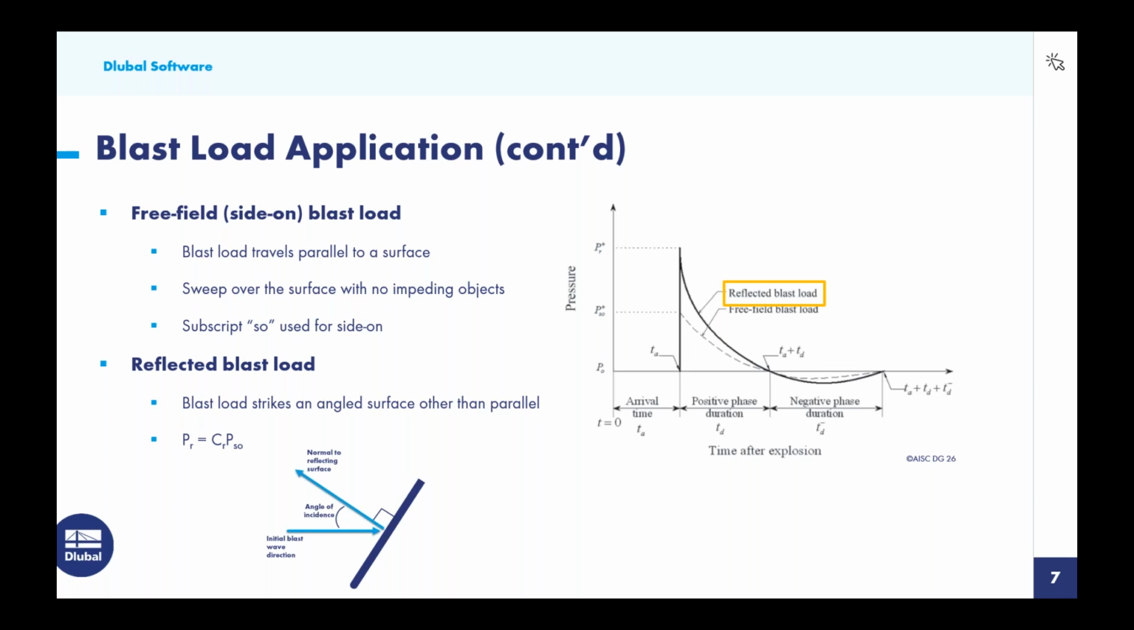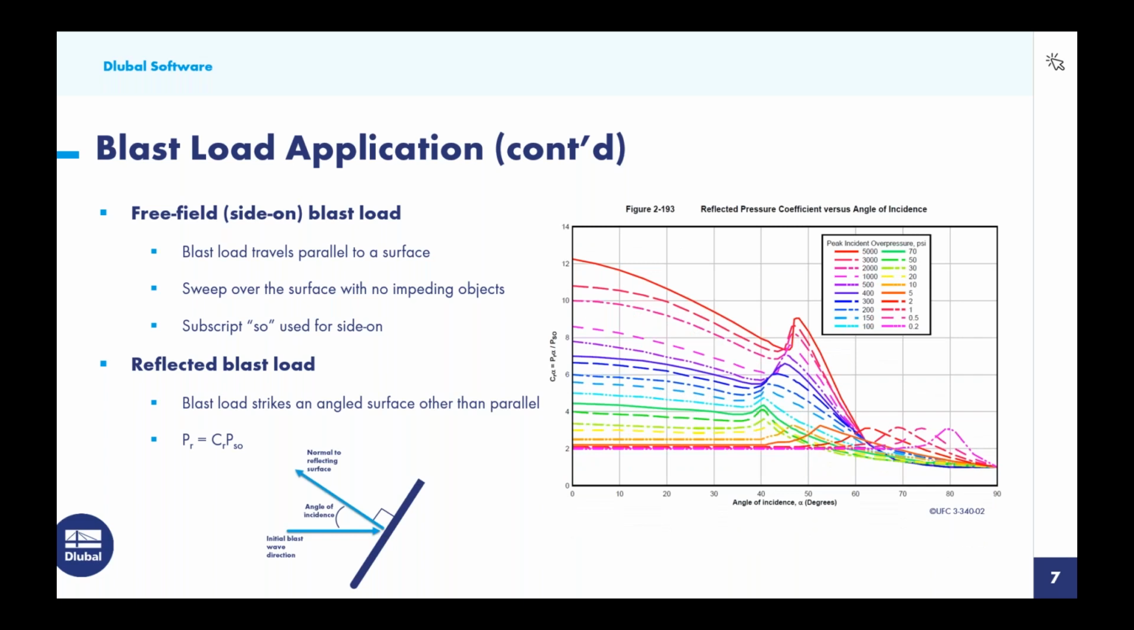So we calculate this reflected pressure with what's called the reflected pressure coefficient multiplied by the side-on pressure given by this equation here. And referring now to the UFC document, there is a nice figure here, 2-193. You'll notice that the angle of incidence is given here on our x-axis. Then we would locate our peak incident overpressure. We can follow this along to determine what our reflected pressure coefficient should be.